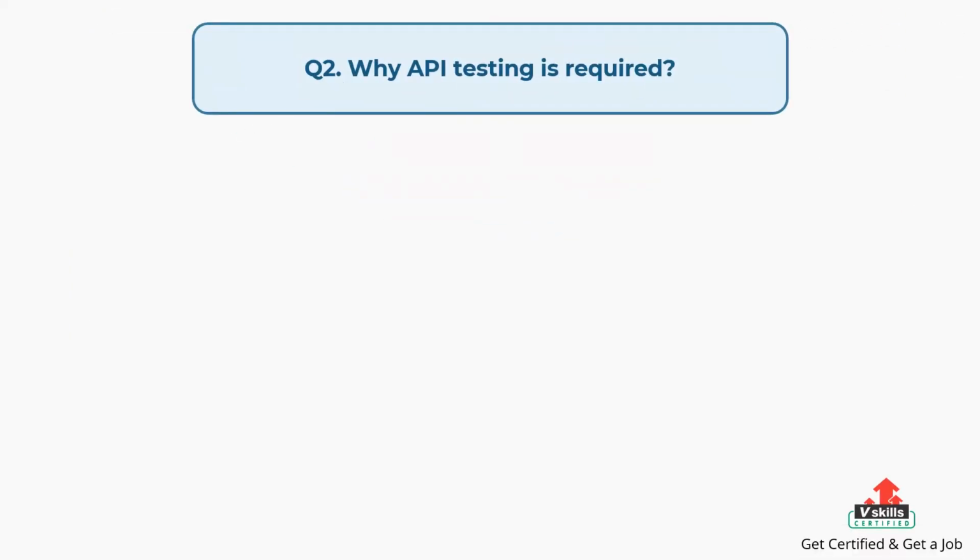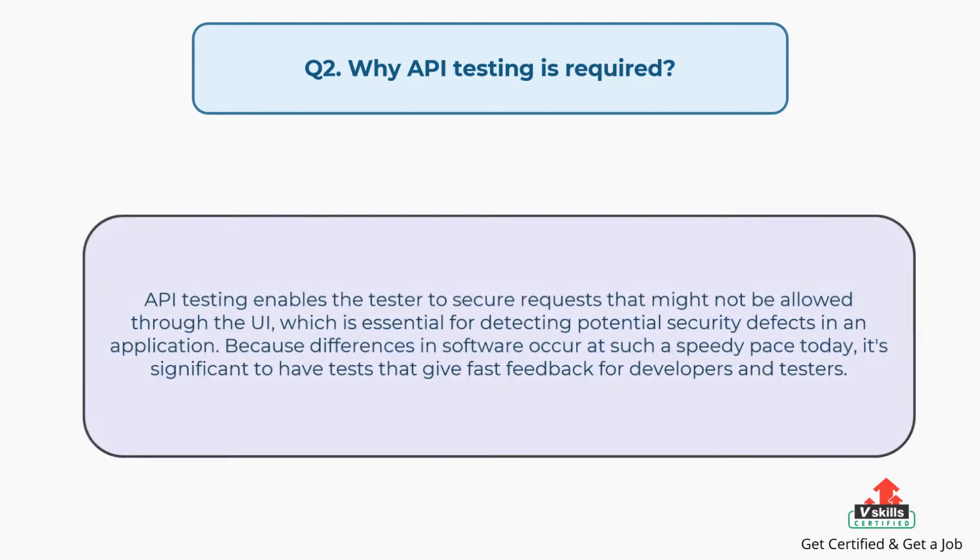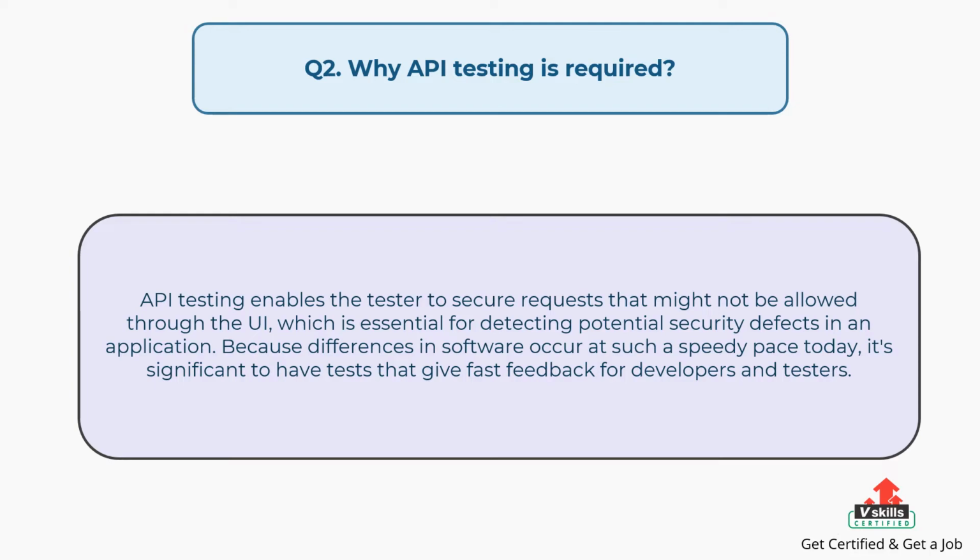Question number 2. Why API testing is required? The answer is API testing enables the tester to secure requests that might not be allowed through the UI, which is essential for detecting potential security defects in an application. Because differences in software occur at such a speedy pace today, it's significant to have tests that give fast feedback for developers and testers.